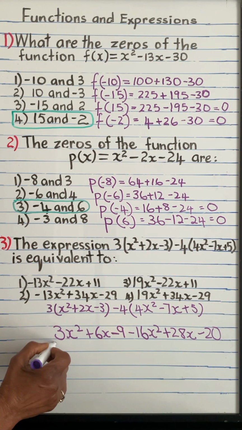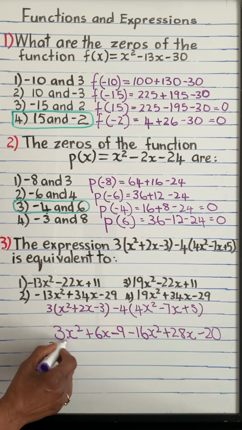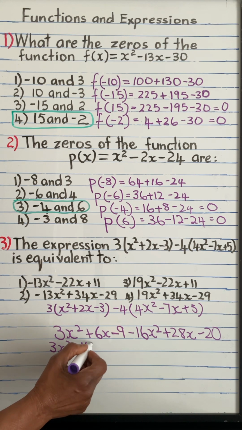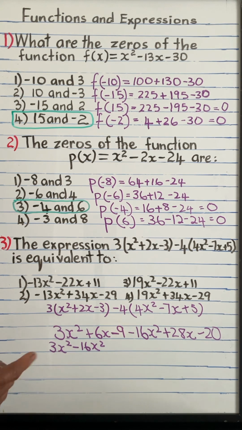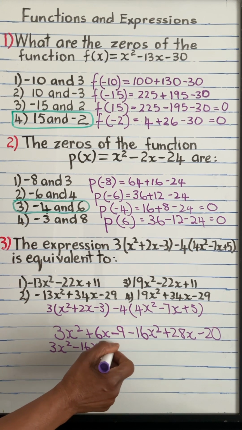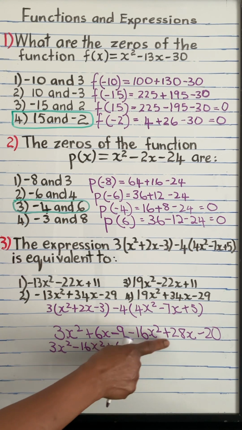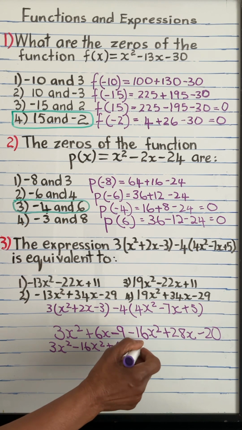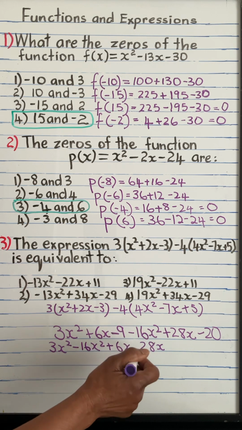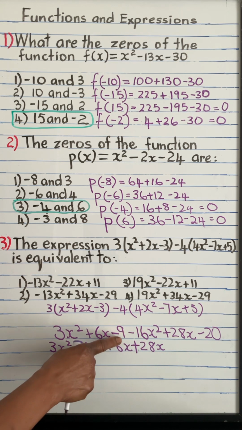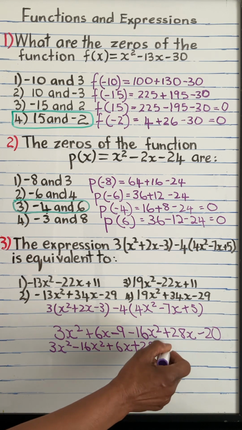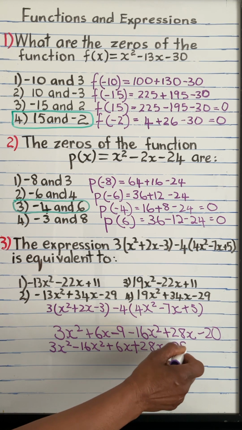So we have 3x squared minus 16x squared. Then we have positive 6x and positive 28x. Now we have negative 9 and negative 20. That's negative 29.